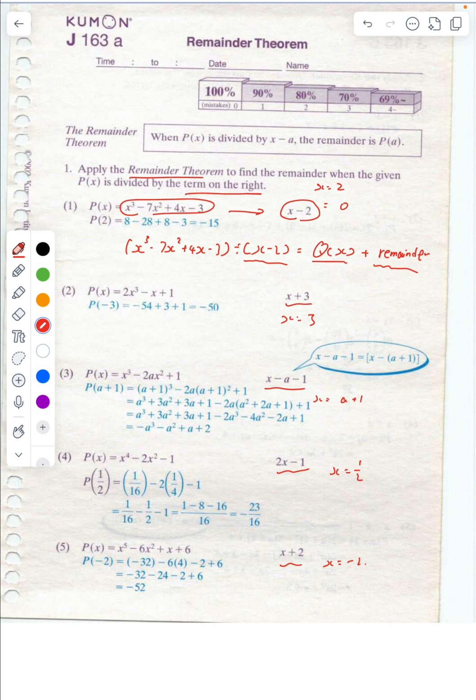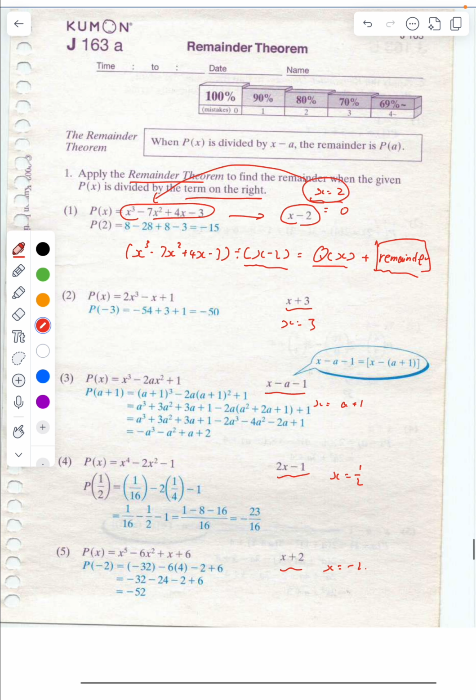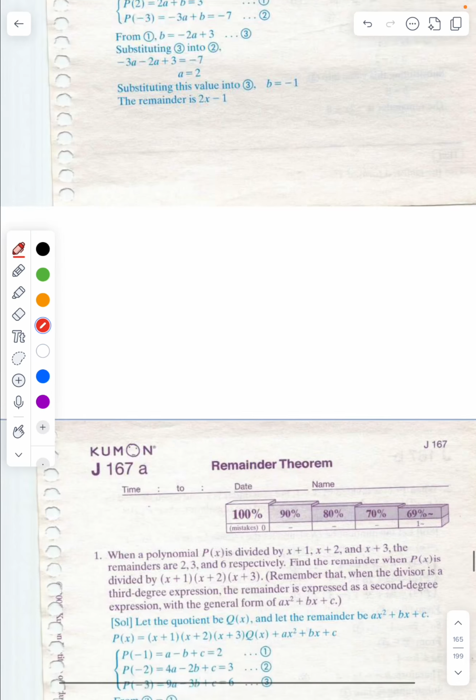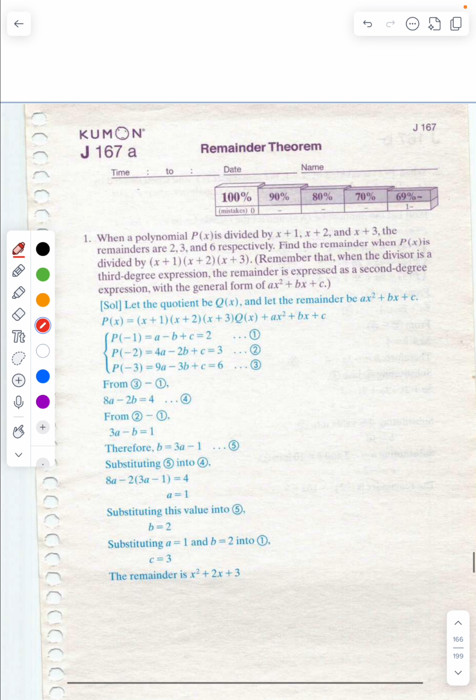And all we need to do is substitute this value, in this case 2, into the original function. So the remainder theorem says if you do that, your answer is going to be your remainder. So you'll be able to find out what this remainder is. So it always works. Okay, so with that being said, let's go back to page 167, right?